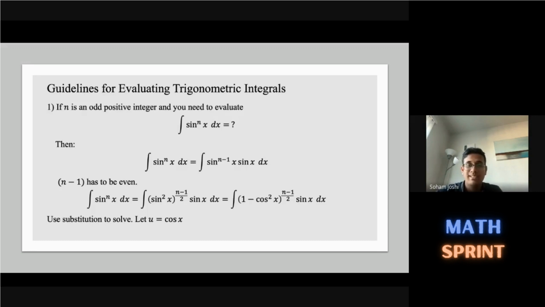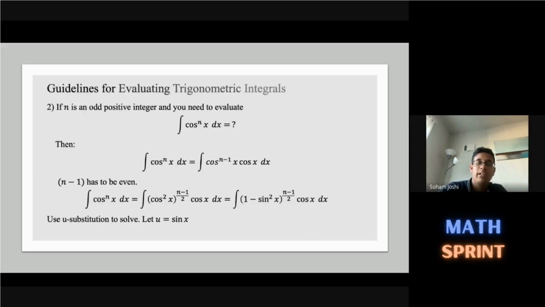We know that since n is odd, n minus 1 will be even. We express sine x to the power of n minus 1 as sine squared x to the power of n minus 1 by 2. We can then use the identity sine squared x is equal to 1 minus cos squared x. Then we use the method of substitution to evaluate the integral, and our temporary variable will be u equal to cos x, and then you use u substitution accordingly.